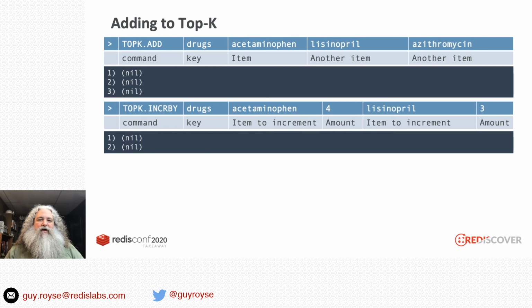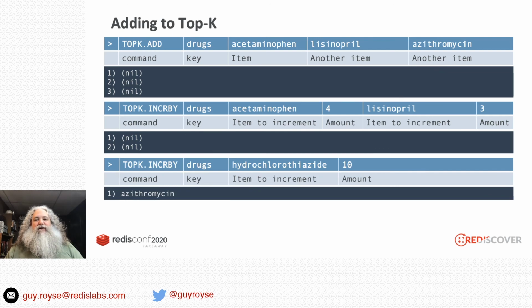Here we're going to call topk.incrby, and we're going to increment acetaminophen by 4 and lisinopril by 3. And again, we've modified two things. Acetaminophen should now have a value of 5, lisinopril should have a value of 4, and azithromycin should have a value of 1. But we modified two things, and we got 2 nils back.